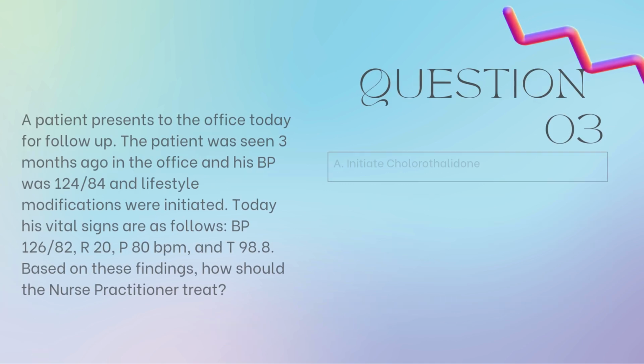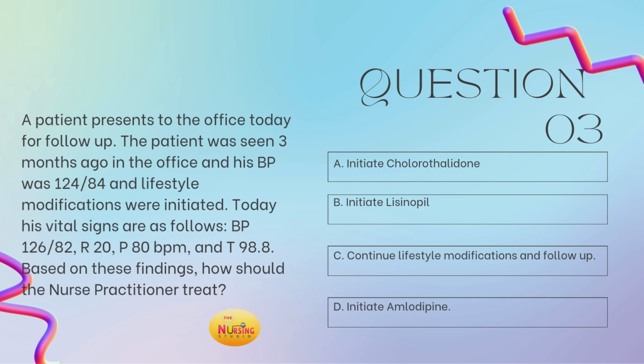And then lastly, question number 3. A patient presents to the office today for follow up. The patient was seen 3 months ago in the office and his blood pressure was 124/84 and lifestyle modifications were initiated. Today, his vital signs are as follows: blood pressure is 126/82, respirations are 20, pulse is 80 beats per minute, and the temperature is 98.8 degrees. Based on these findings, how should the nurse practitioner treat? Is it A, initiate chlorothalidone, B, initiate lisinopril, C, continue lifestyle modifications and follow up, or D, initiate amlodipine? Take a moment and tell me what you got in the comments.